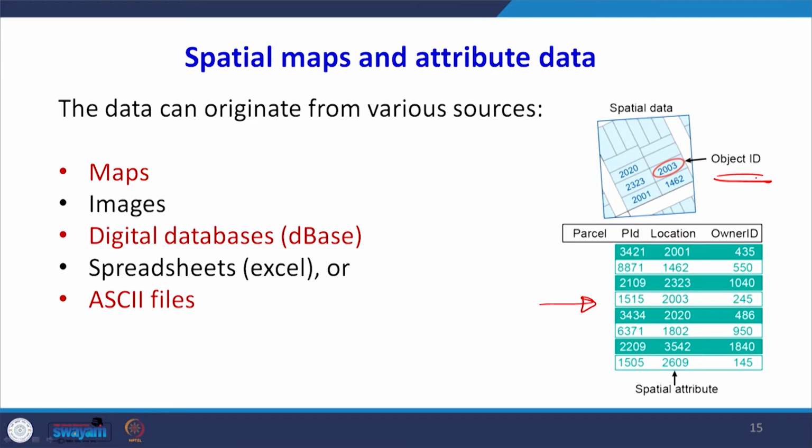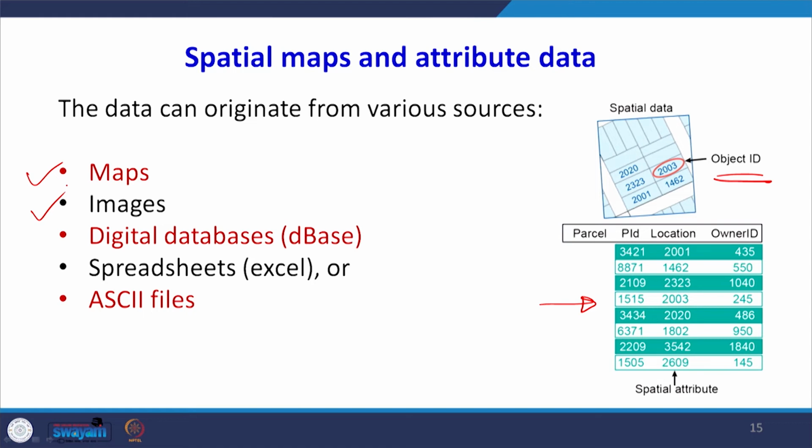So these data, spatial maps and attribute data, when I create in my GIS environment, I can use existing maps. So the different kinds of maps, topographical maps, thematic maps, which have been prepared by various organizations like Geological Survey of India or Forest Survey of India, or maybe PWD or Irrigation Department or Water Resources Department. I can use images. So these images could be aerial images or the satellite images. So latest images one can use to create the data from that.